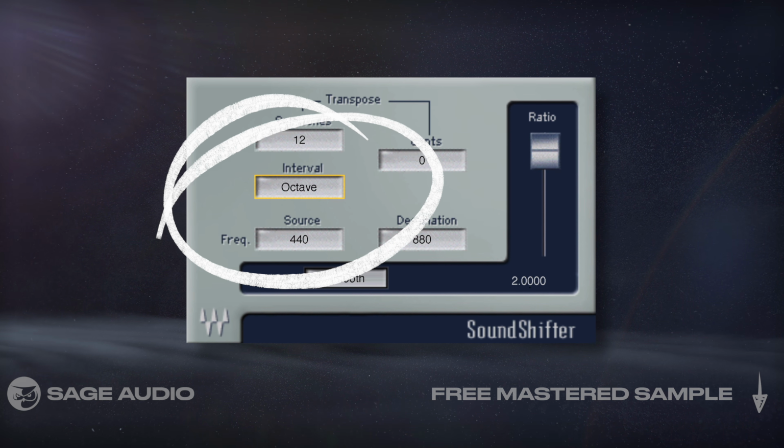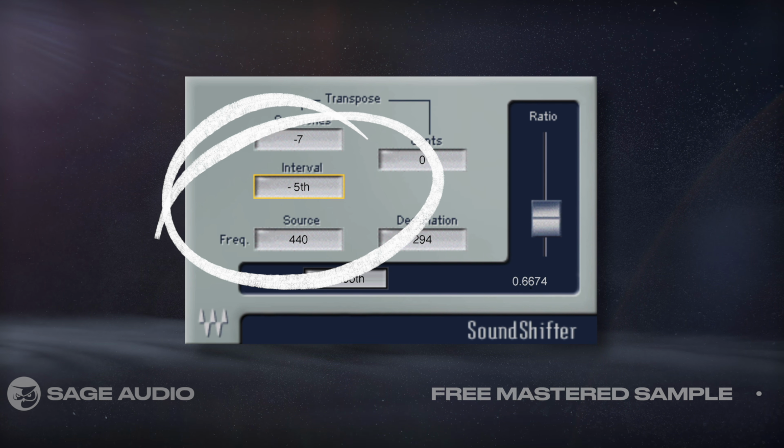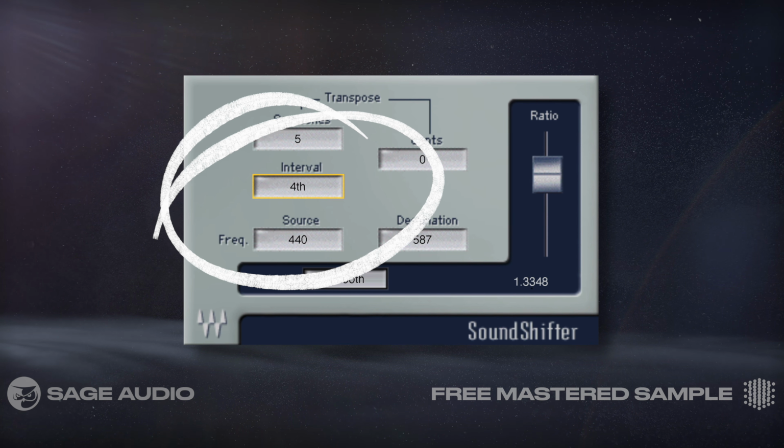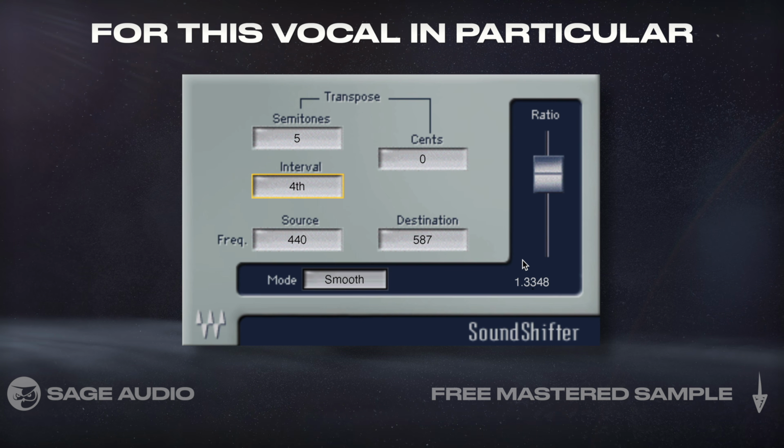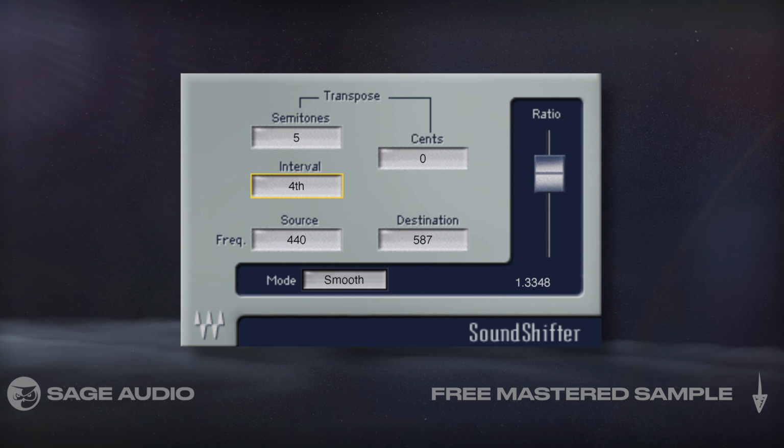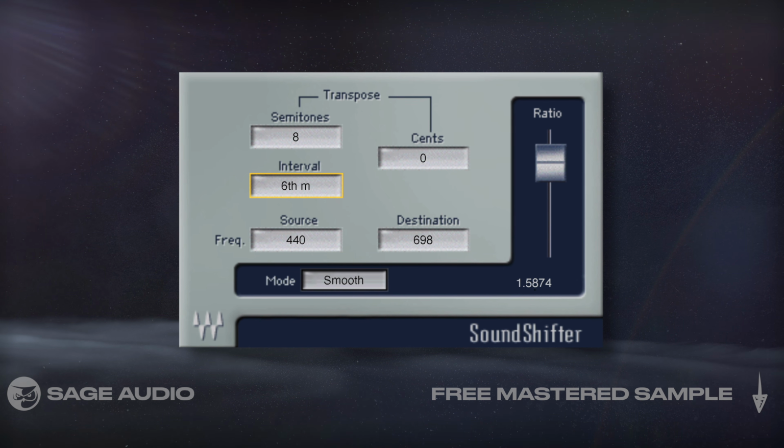If we create an octave up, an octave below, a fifth below, and a fourth up, it's going to work well for this vocal in particular. Now if you use a pitch shifter, just use your ears and try out different combinations.